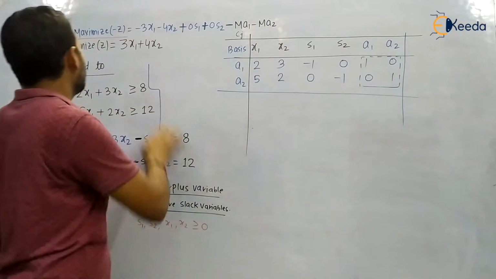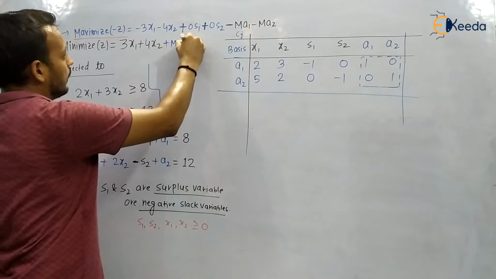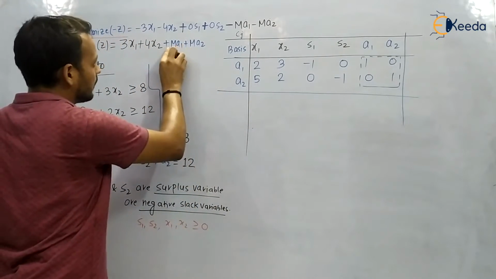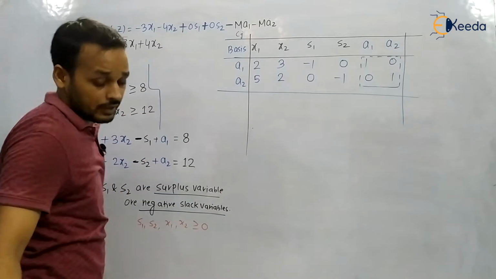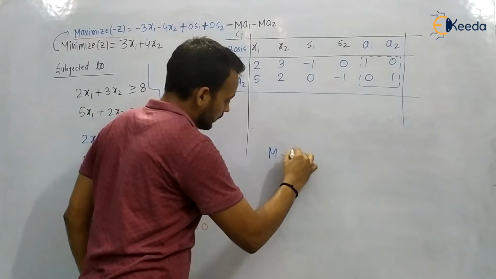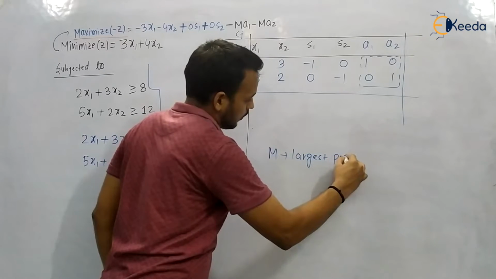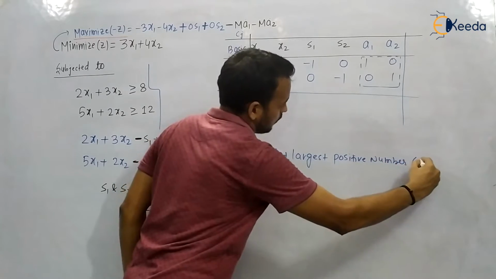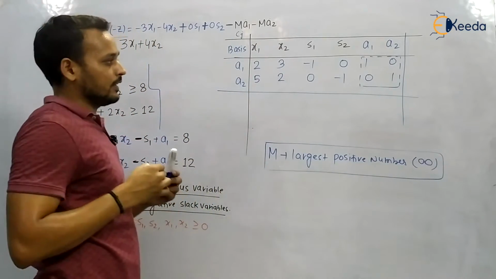If it is simply minimization, then we will simply write m a1 and m a2. If it is of minimization type, then simply plus m and plus m, but here we have converted to minus z, so it is minus m a1 and minus m a2. And what is m? M is the largest positive number, or simply you can say it is infinity.